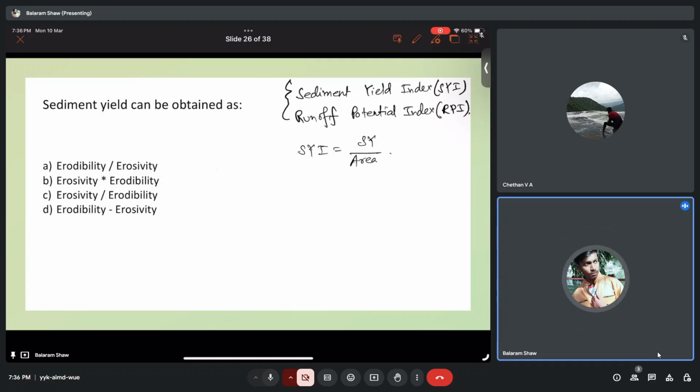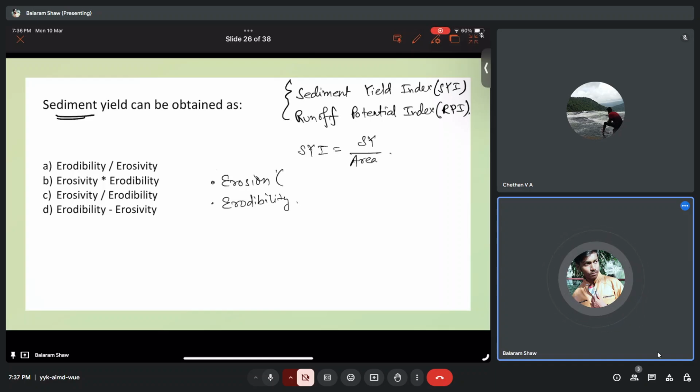Okay, so the main concept behind this sediment yield is, in the options you can see, two concepts are there, that is erosivity and erodibility. So what is erosivity? Erosivity is the rainfall characteristic, considering the intensity of the rainfall, at what angle the rainfall is coming, at what frequency, what is the duration of the rainfall, and so on. Based on that, erosion will vary. Whereas erodibility is the soil characteristic.